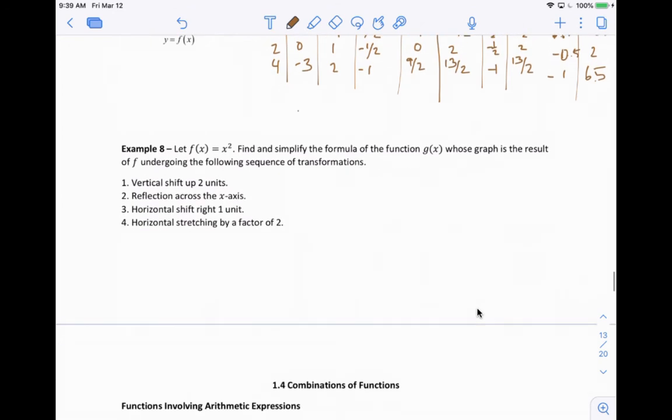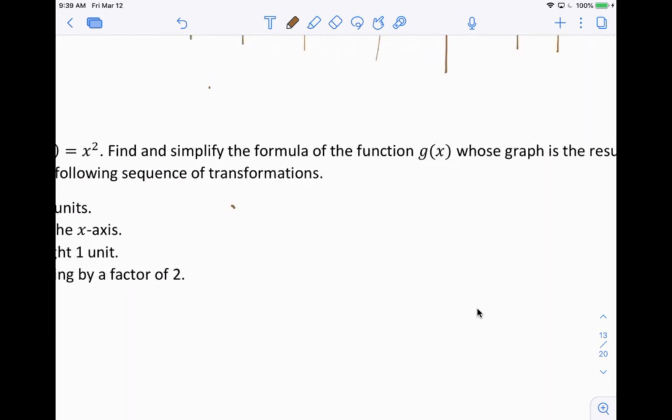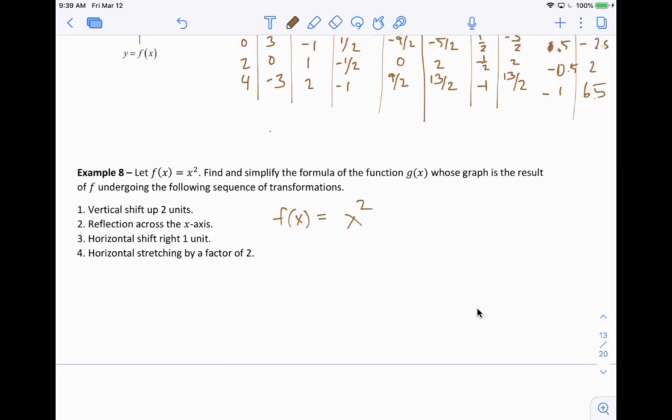The last thing for this section, we're just going to create the equation from the function. Let f of x equal x squared and find and simplify the formula for g of x, whose graph is the result of f undergoing the sequence of transformations. So we've got f of x is equal to x squared. Let's just start there. Let's vertical shift that up 2. So x squared plus 2 would be the first transformation. A reflection about the x-axis would create a negative on the outside.